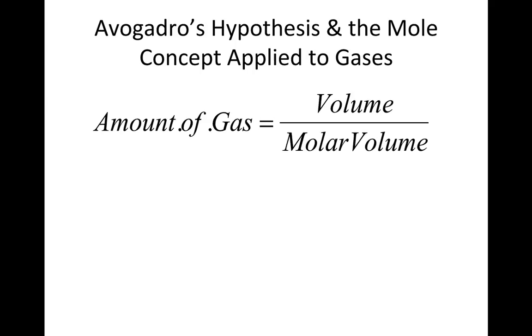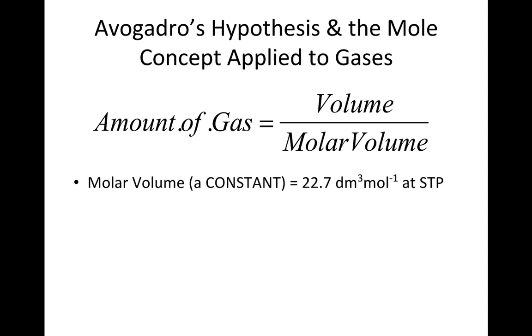So why did we take that diversion about moles? Well, moles show up in number of particles within our gas laws. And Avogadro's the guy that came up with the 6.02 times 10 to the 23 to start with, but he also came up with something that applied to gases specifically. It's that the amount of gas is equal to the volume of the container that you have your gas in divided by molar volume. Now the confusing part is, what is molar volume? Well, molar volume is a constant. It's 22.7 decimeters cubed per mole at standard temperature and pressure.